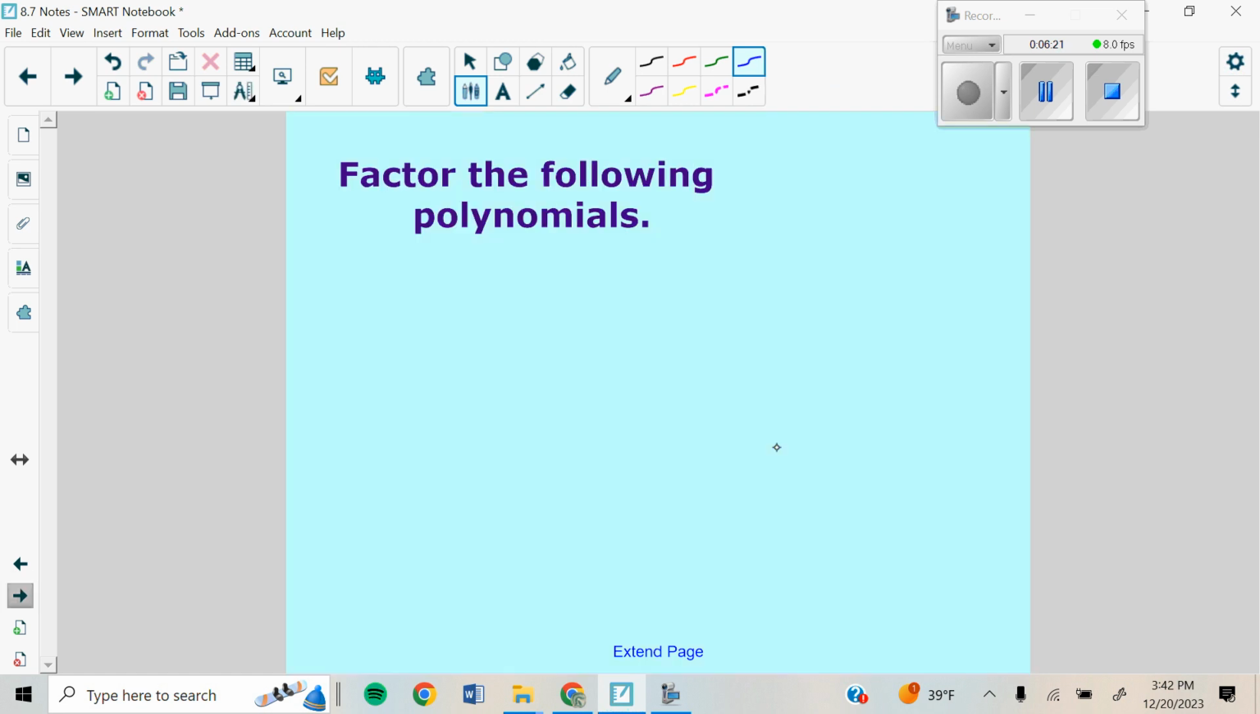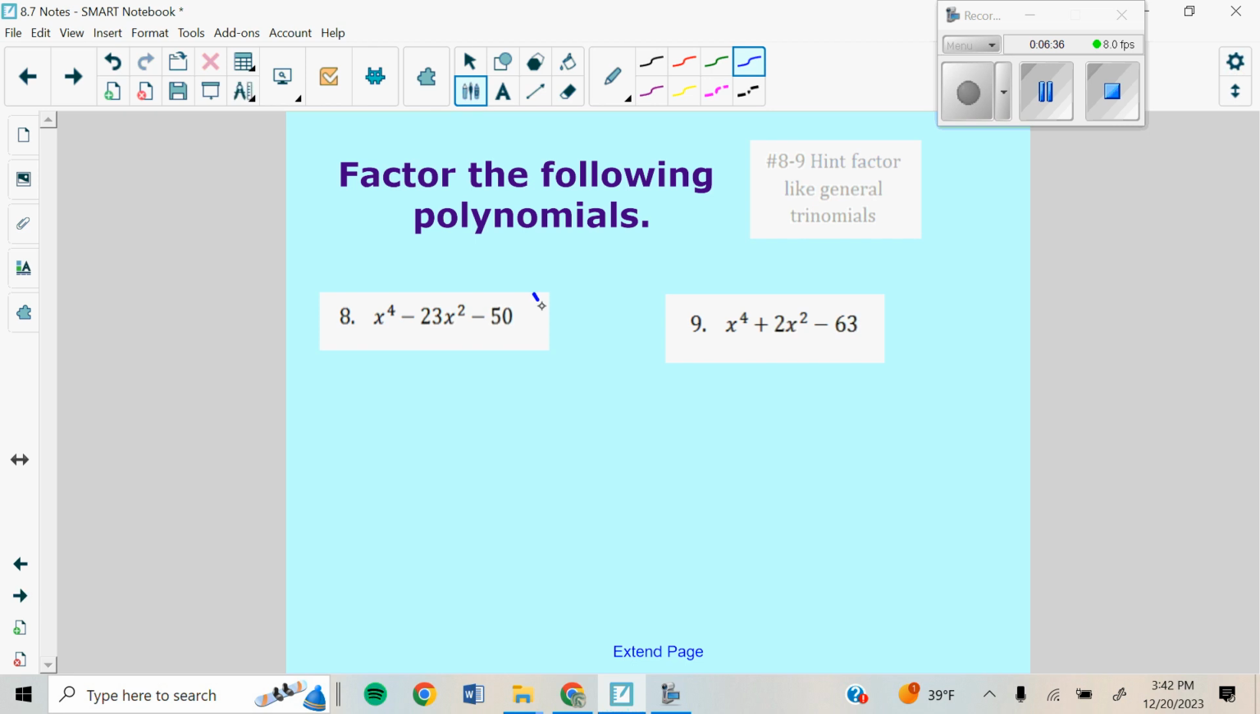All right. Number 8 and 9, it says hint, factor like general trinomials. So look at this. This is similar to problem 1, but we're looking at x to the 4th and x squared. But we're going to do the same idea. We're going to set up a big X, and negative 50 goes in the top, and negative 23 goes in the bottom. So take a pause and think about what multiplies to negative 50 and adds to negative 23. Well, that's negative 25 and a positive 2.